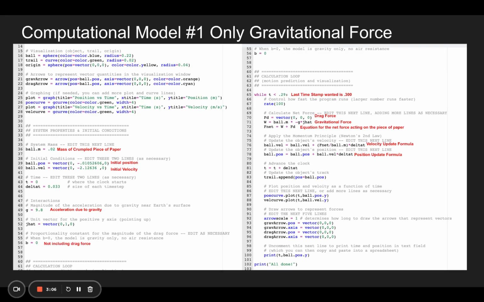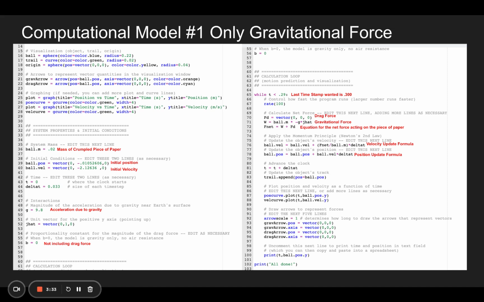Here's the code for the first computational model that only includes a gravitational force. Ball.m is set equal to the mass of the crumpled paper. Ball.pos is set equal to the initial position of the crumpled paper. Ball.vel is set equal to the initial velocity of the crumpled paper. G is set equal to the acceleration due to gravity. In the while loop, t is less than 0.29, so the last timestamp that we wanted was 0.300.